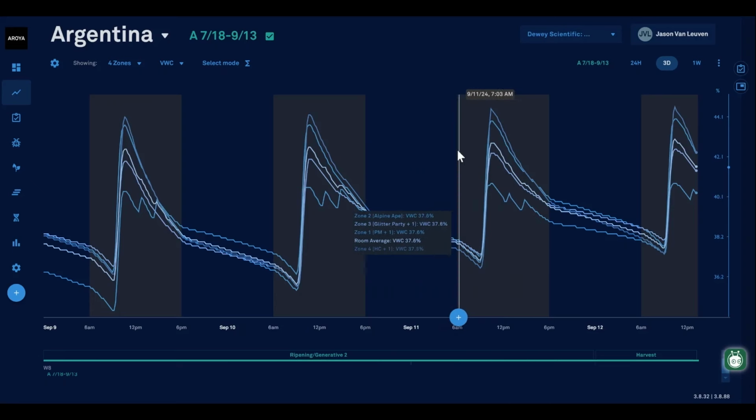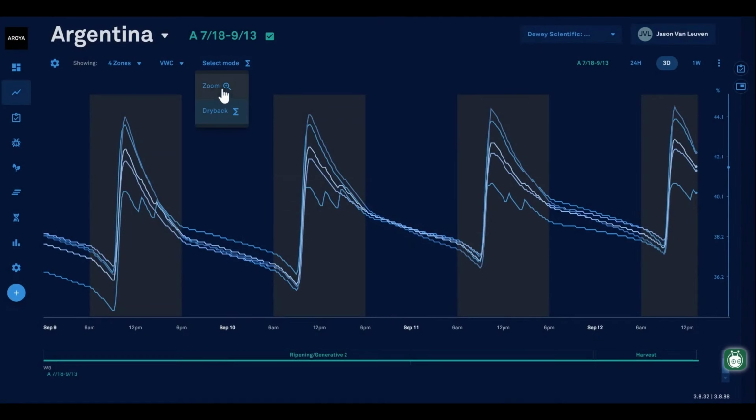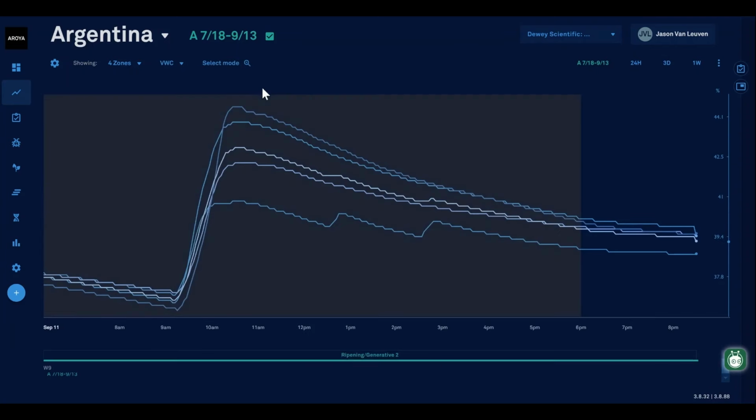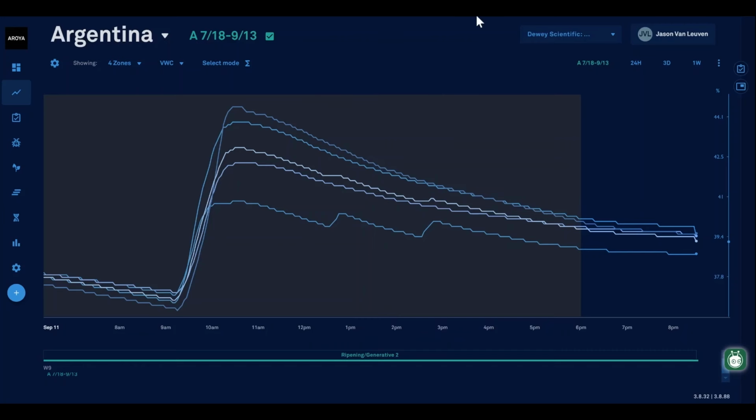So let's jump into our program here, and let's say this is a great example where we are in generative and we're going to go to vegetative tomorrow. I'm going to zoom in on the chart, and I'm going to use the dryback tool. I'm going to measure our transpiration rate with lights on, because that's when we're going to have P2s. In this case, I'm going to shoot for about 11 a.m. and measure till about 12 a.m. here. It says I'm losing water content at an average of 0.5% an hour, right?